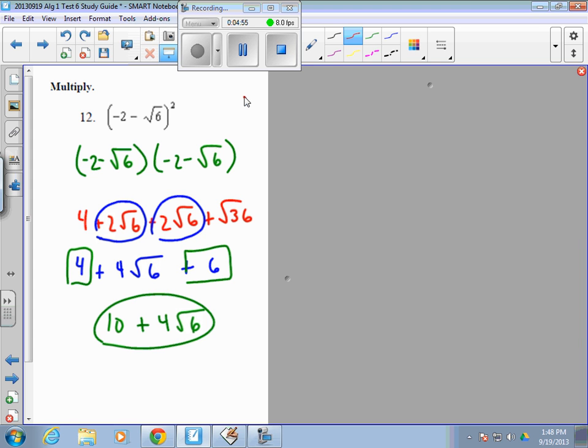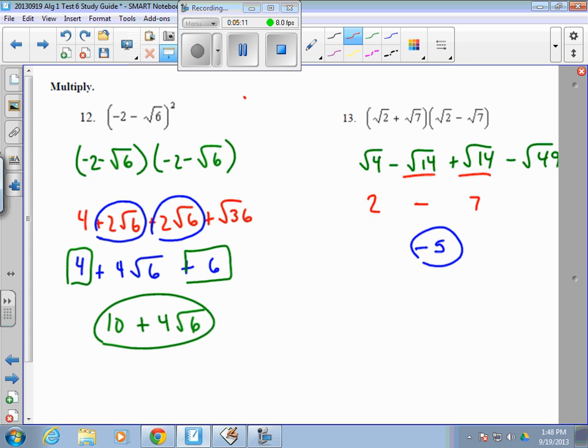So we can put the like terms together, 2 times the square root of 6 and 2 times the square root of 6, to get 4 times the square root of 6. And we could take the square root of 36, it's a perfect square, so it means positive 6. We can put 4 and 6 together to get 10, so we have 10 plus 4 times the square root of 6. Same thing as number 12, except we don't have to write it out this time.